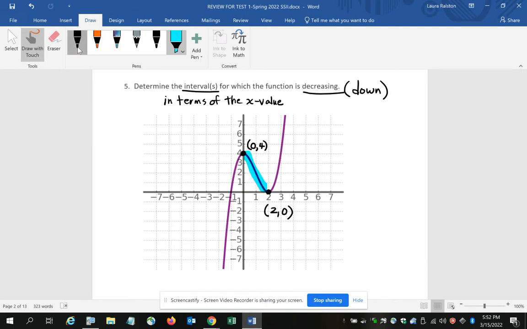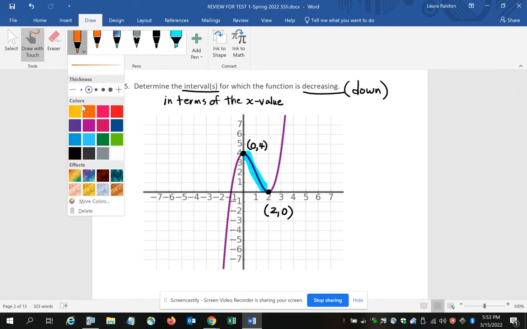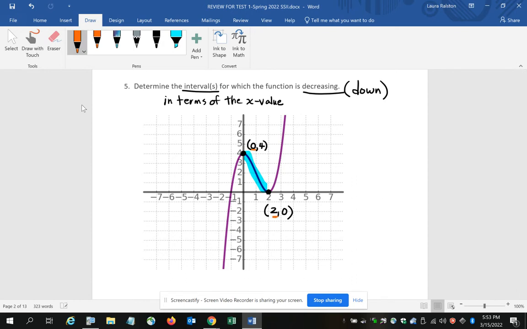The x coordinates of those points are 0 and 2. We always work left to right, so we begin at 0 and we end at 2 using the interval notation. I used parentheses here because the actual point at (0, 4) and the point at (2, 0) are not included. When you're stating intervals that are increasing and decreasing, you should always use parentheses. The endpoints are never included.